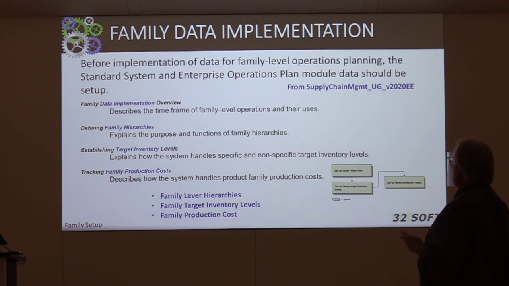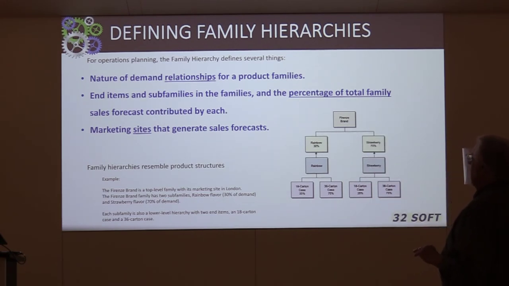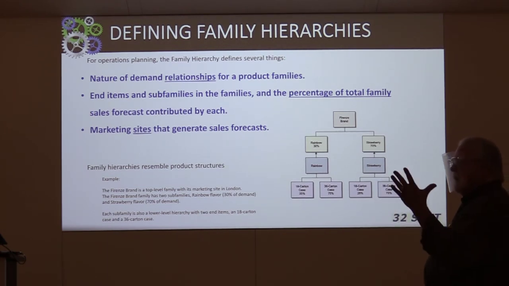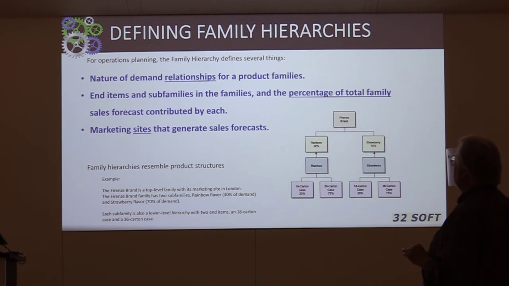And again, you need to read the user guide. So you define family hierarchies so that you can understand the relationships and model those relationships inside QED, then tie your end items and subfamilies into those, so you've got a structure of that process, and then identify the marketing sites that are going to generate sales forecast for that sales and operations plan. So here's just a little example of what you might find for that.